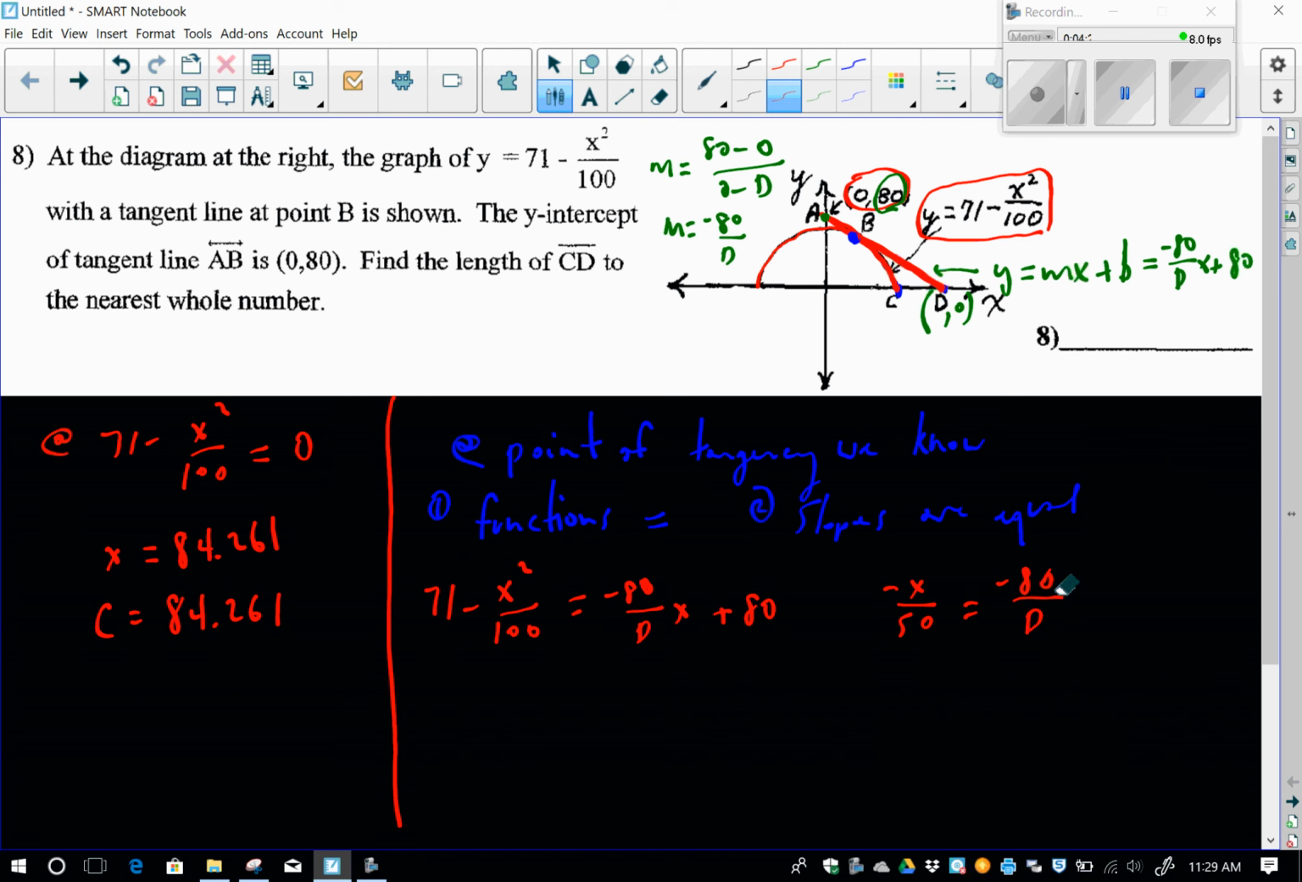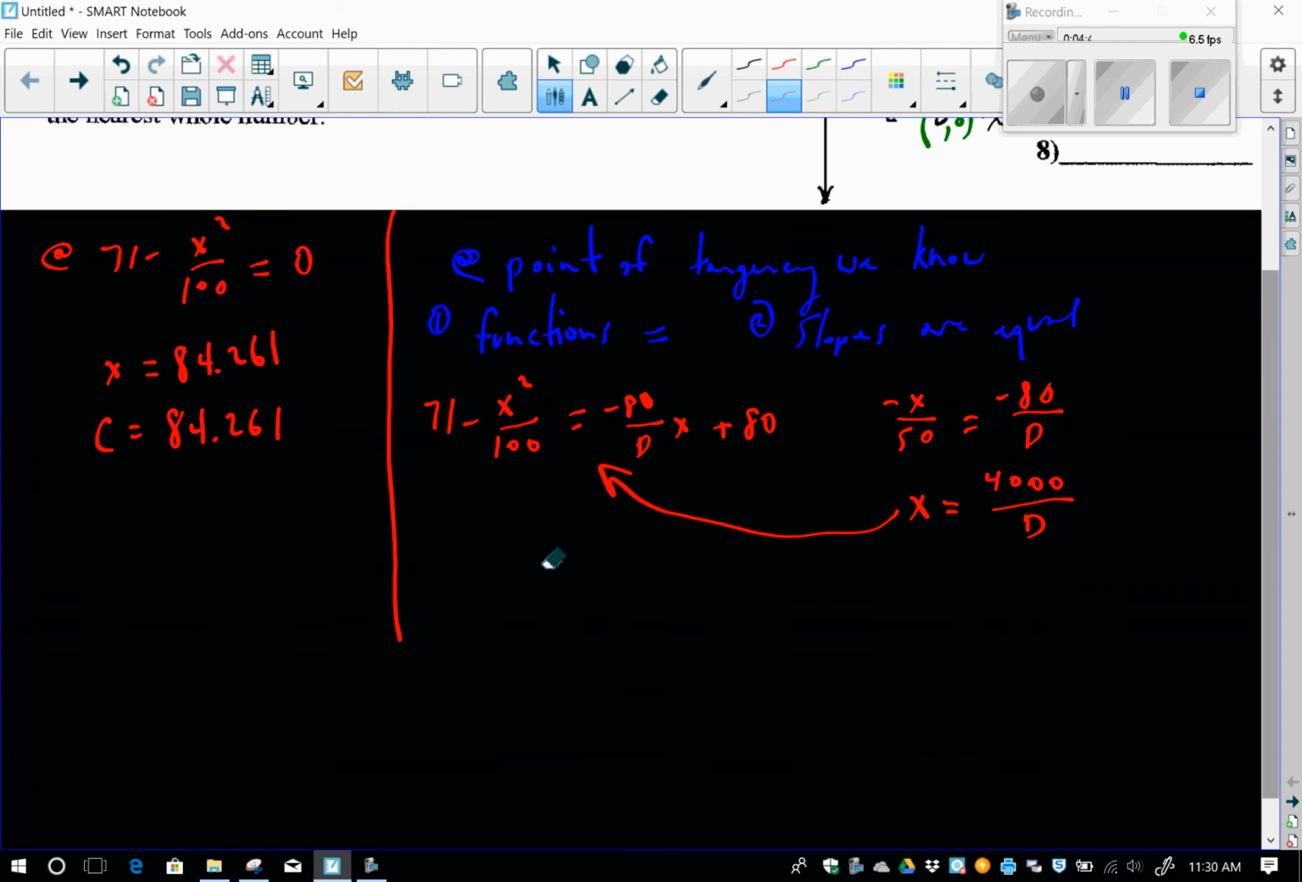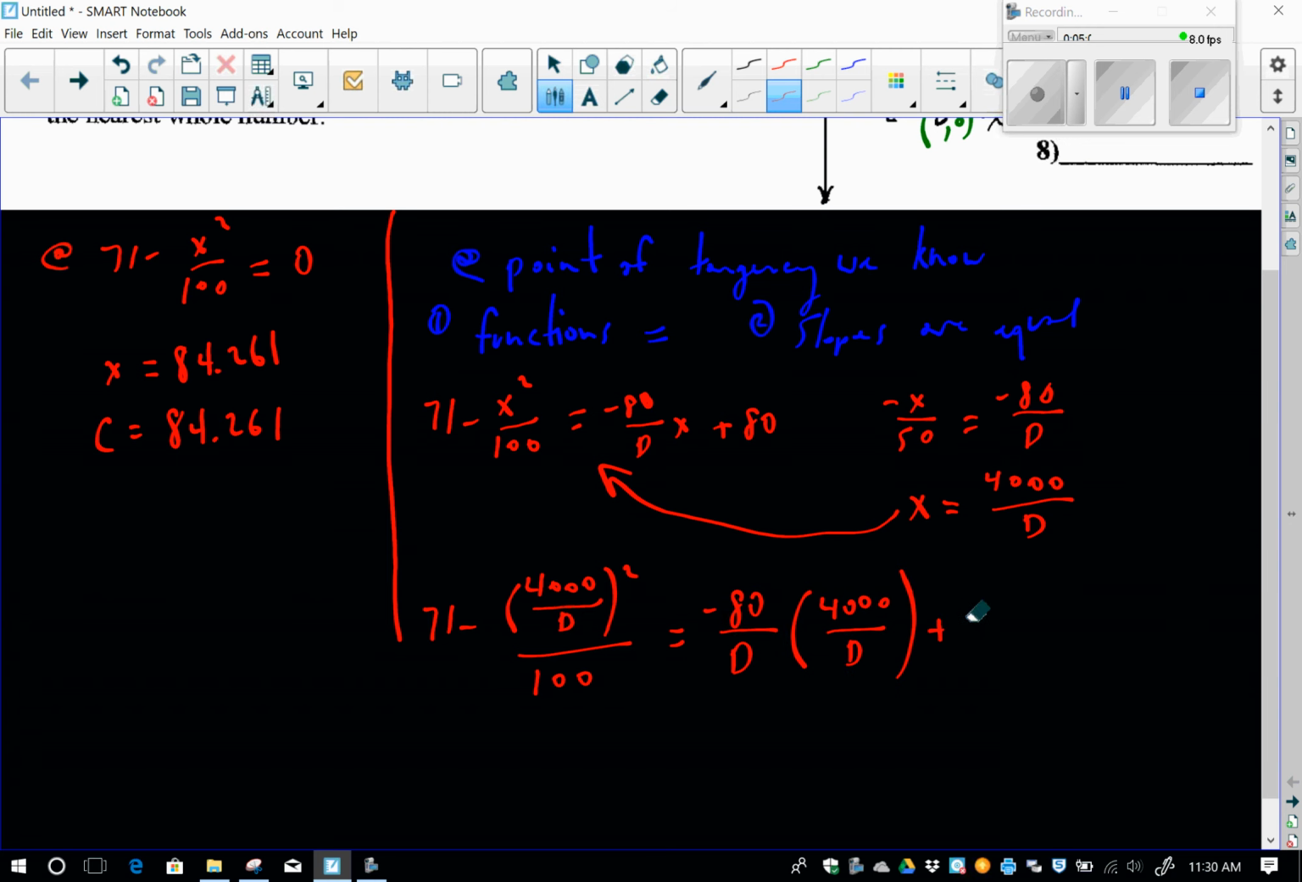If I take this right side equation where we set the slopes equal to each other and solve for x, we get 4,000 over d. Now that we know this x value, we can drop it into the other equation to eliminate one of my variables. So I get 71 minus (4,000 over d) quantity squared over 100 equals negative 80 over d times 4,000 over d plus 80.